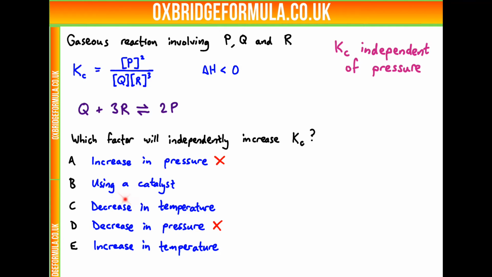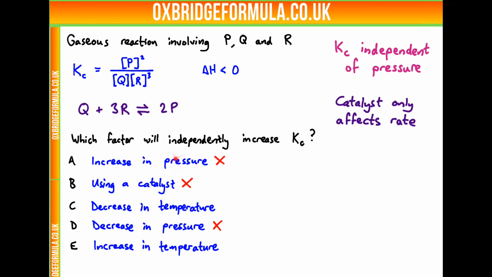So what about if we use a catalyst? Well, what would a catalyst affect in this situation? So a catalyst changes the rate or increases the rate at which equilibrium is obtained when the reactions are mixed together. But that, of course, does not actually affect the equilibrium constant because it has no impact on the actual concentrations of any of the reactants. It simply affects the rate at which equilibrium is achieved. And so using a catalyst will not independently increase Kc.